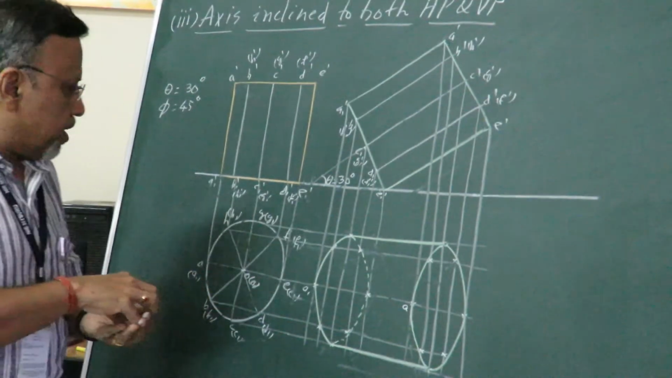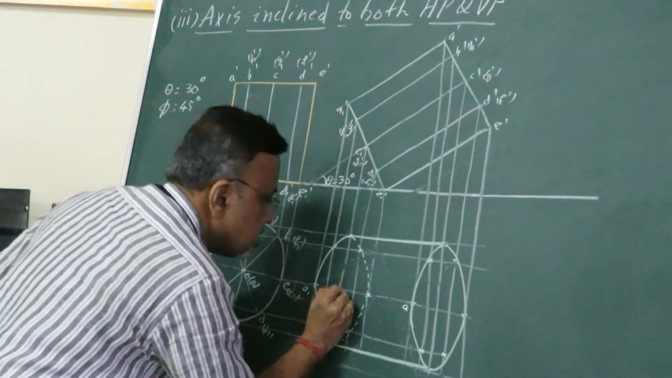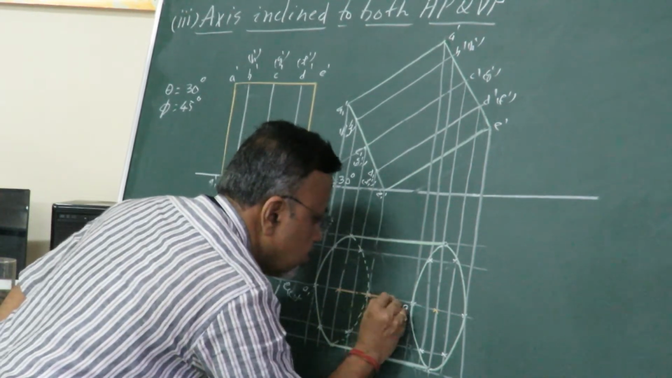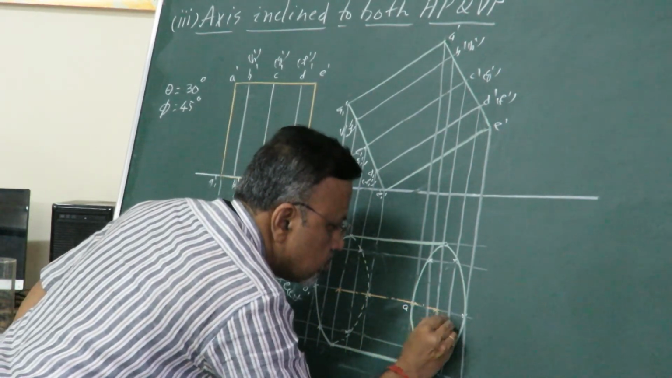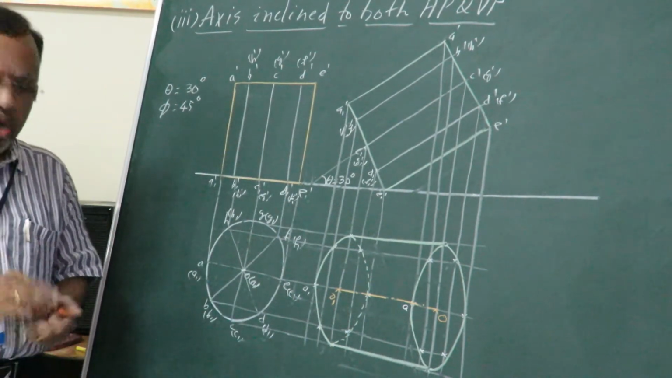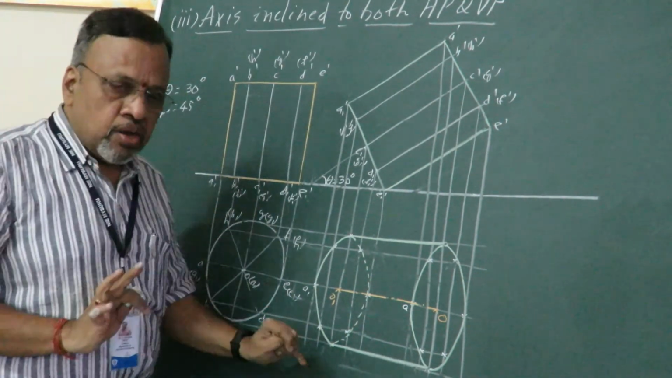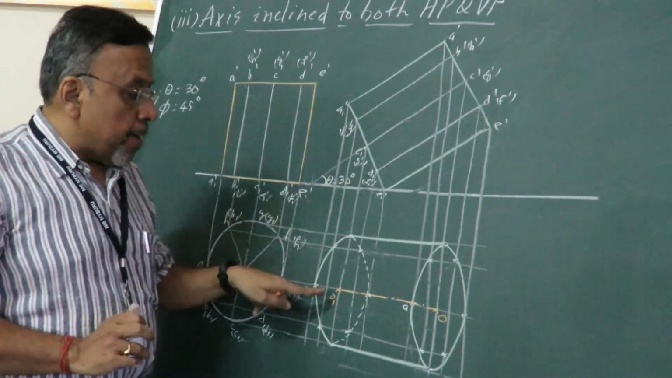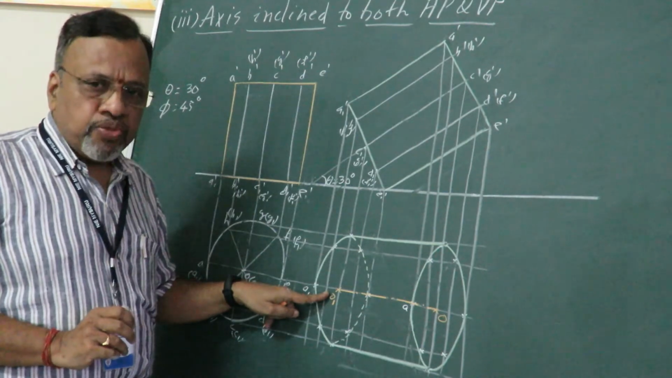Then of course, I can show the axis. So axis is from this point to this point. So this is O1. Okay, now we can say in the second stage, what we have shown is axis is inclined to HP, but it is still parallel to VP.